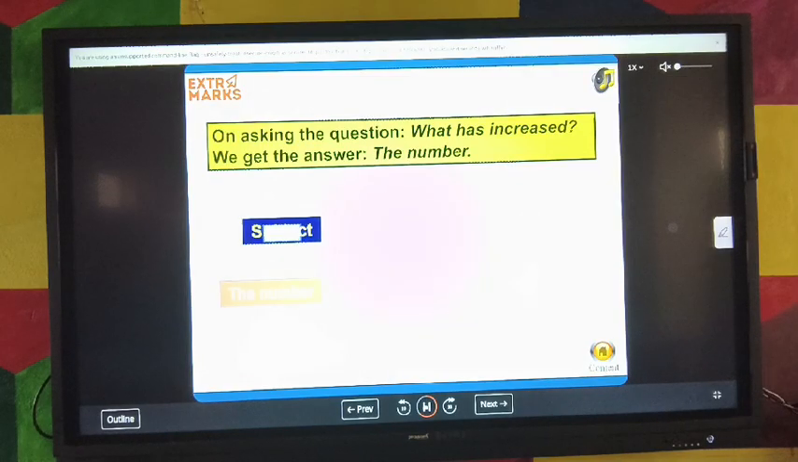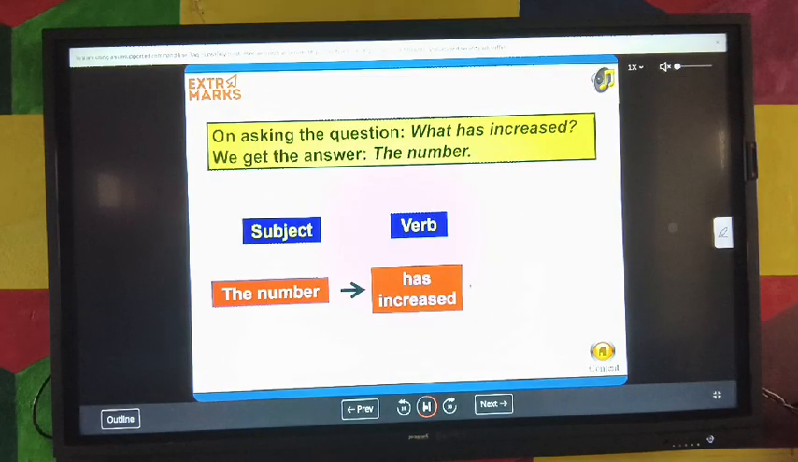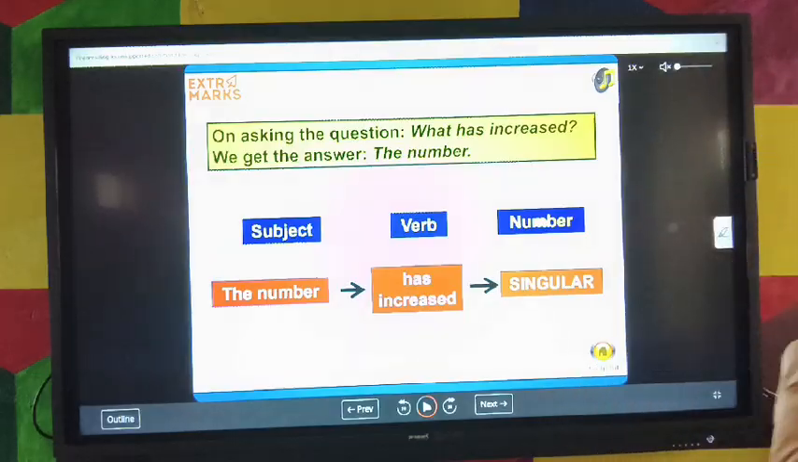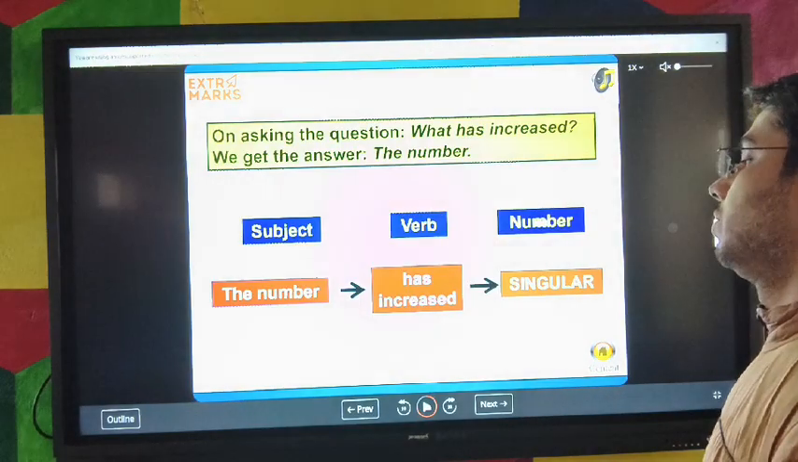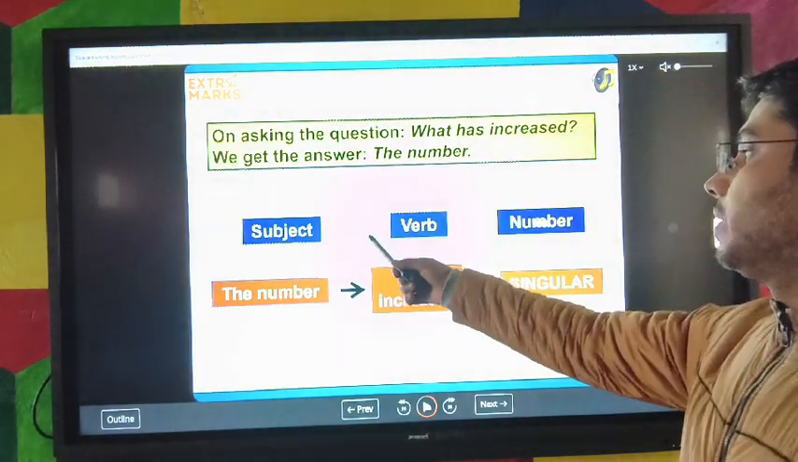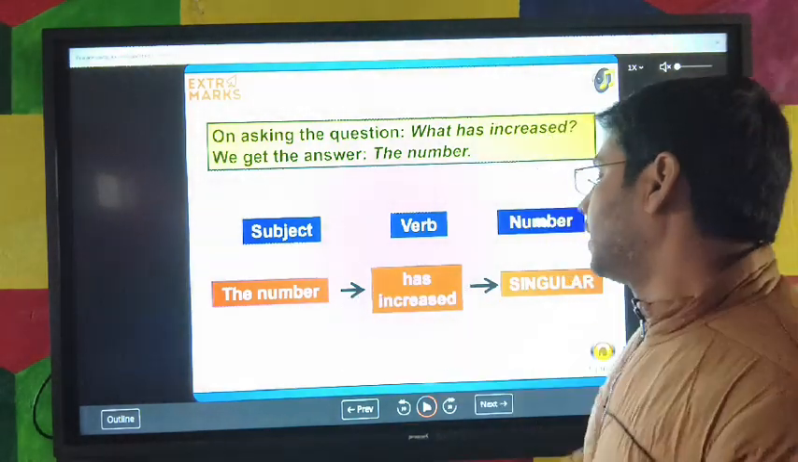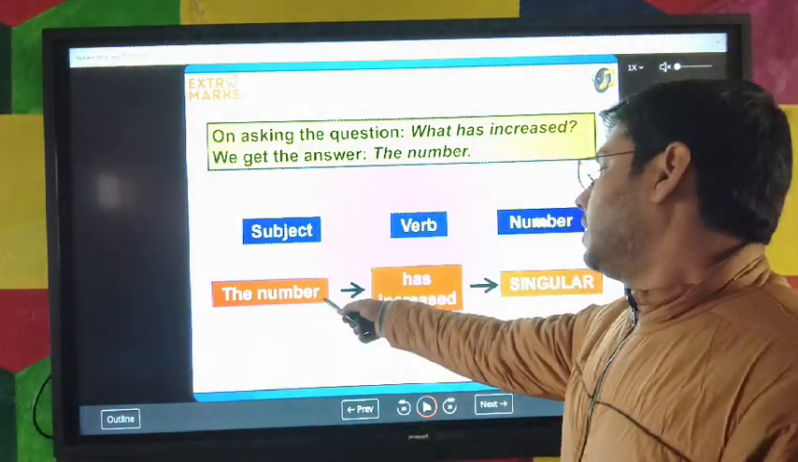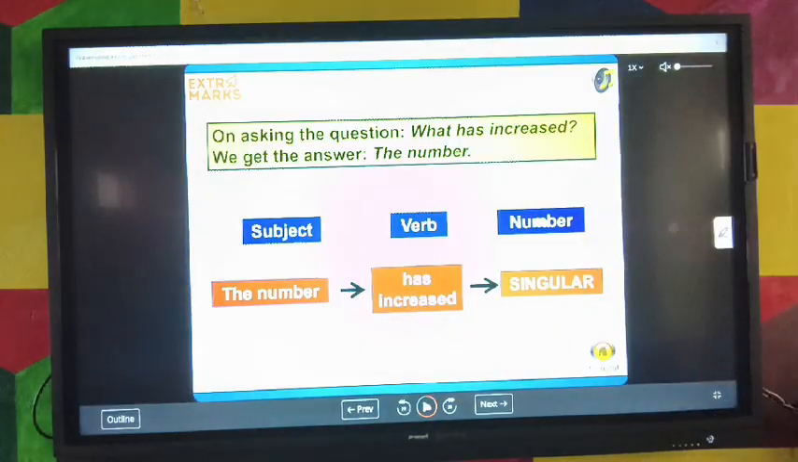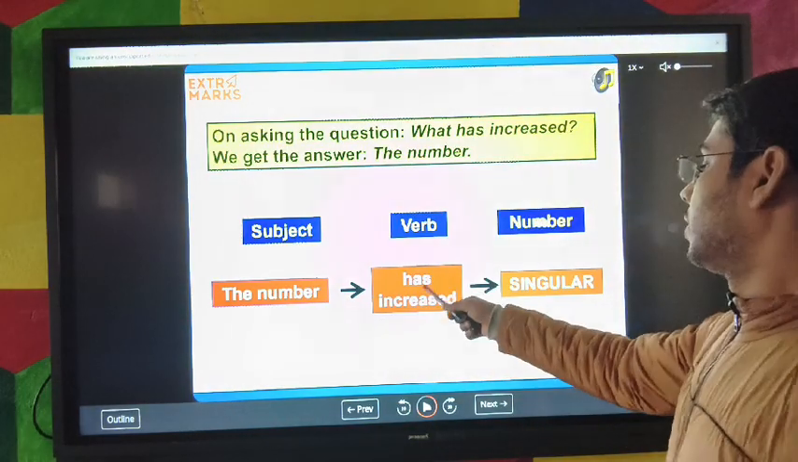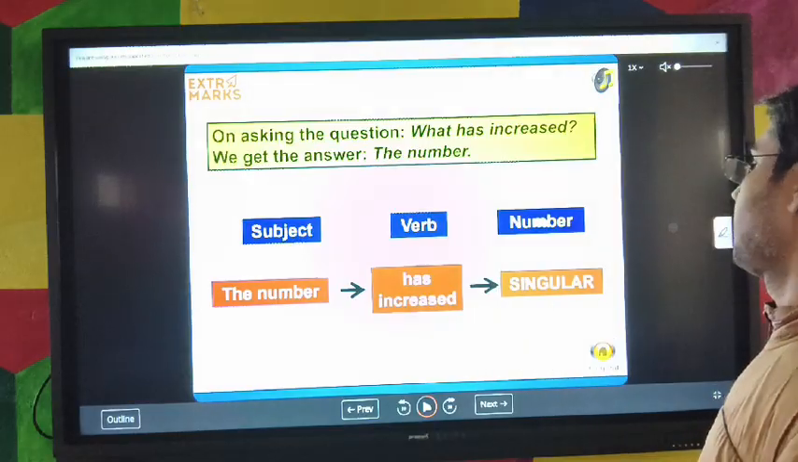On asking the question what has increased, we get the answer, the number. In the sentence, if you ask the question what, then we will get the answer, the noun or the subject. Here, what has increased? So the answer will be the number, and the number is singular, so we will use singular verb. The number has increased.